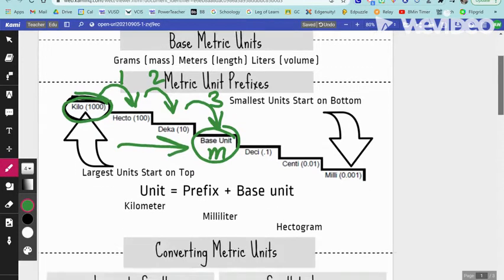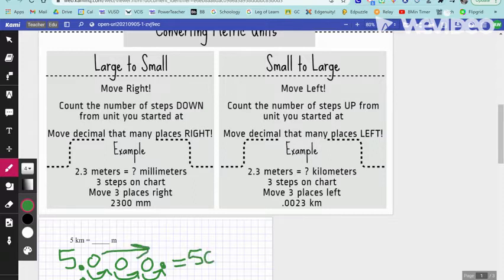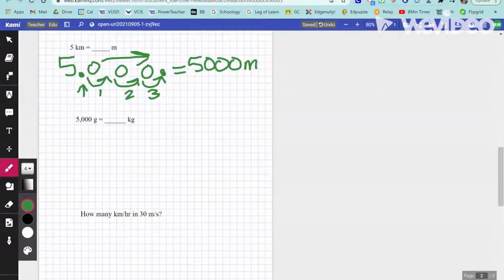So when I go back to my problem, I take my starting number and there's a decimal point hiding there, and I go 1, 2, 3 with that decimal point, and then add in the zeros. And I am going same direction to the right. So that would be 5,000 meters. Now, if you're going in the other direction, it'll be a little different, but the idea is the same.